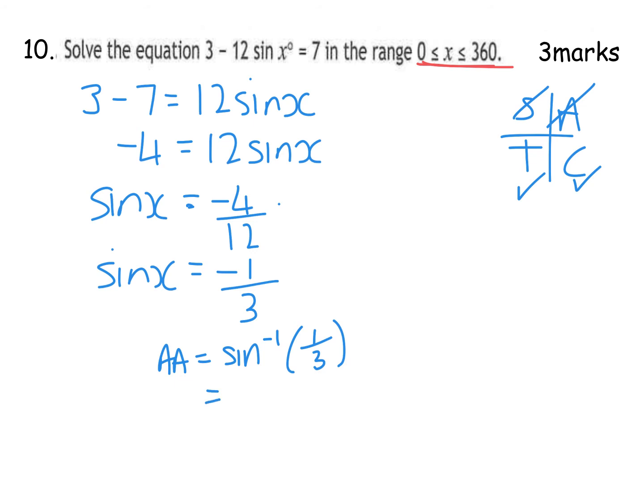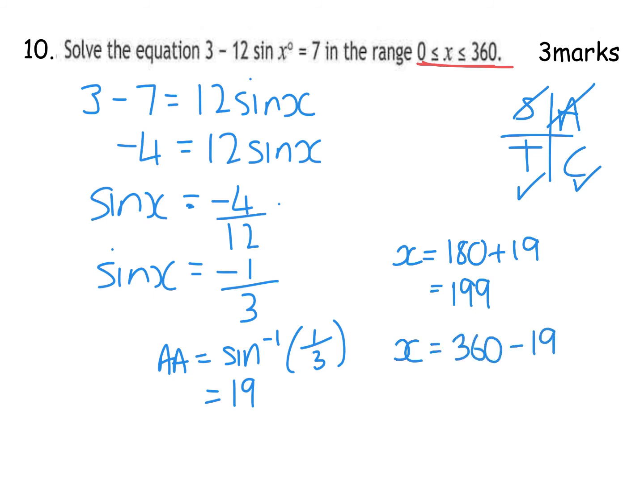So shift sine of 1/3 gives us the nearest whole number, 19. So my acute angle is 19. So the angle for x in the tan box is 180 plus 19, which is 199. And in the cos box, it's 360 take away 19, which is 341. So our answers are 199 and 341.